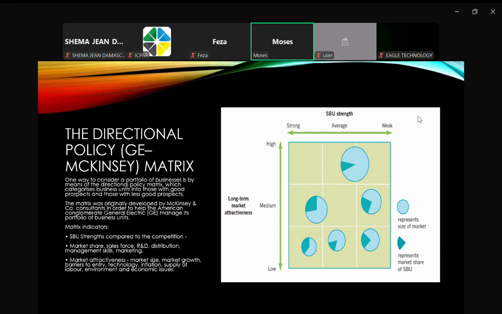The second model is the directional policy matrix. The directional policy matrix is mainly about the strength of the business unit versus the long-term market attractiveness. So a company is expected to examine the business units it has in its portfolio and decide which ones have a very good market potential in future, and then decide whether to continue to invest heavily in those business units or to simply let them die.